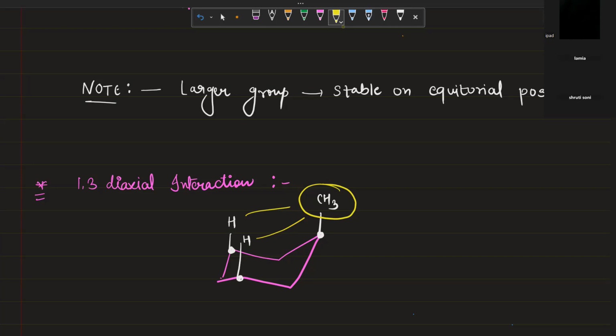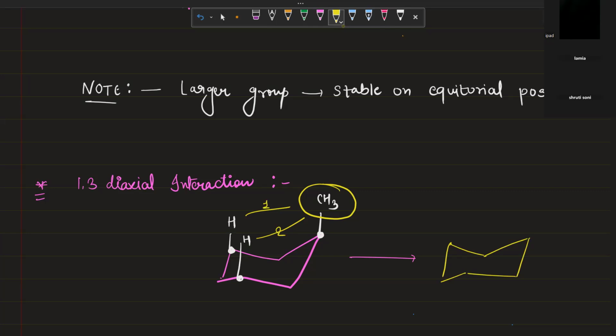Is this the only form of steric hindrance? No, no, there are a lot of types of steric hindrance. Like in this chair conformation, only these two interactions will be present. The first one and this is the second.